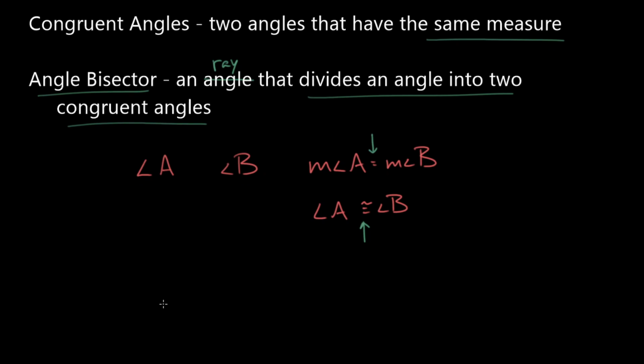So if I have an angle here, this is a pretty good angle, I'll call this one angle CDE. I can have a ray DF that bisects that angle if it makes two congruent angles. And this is how we mark angles congruent. We use these little arcs, or sometimes we'll use two arcs, but that tells me that two angles are congruent. So an angle bisector is just a ray that divides an angle into two congruent angles.